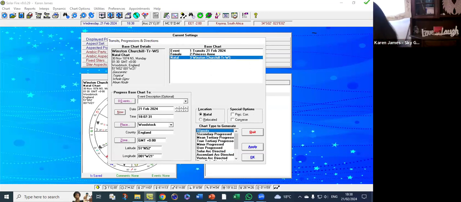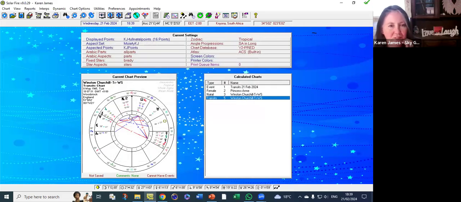And this one I did, let's just double check when I did it. I did it for the 8th of May, 1945. Oh, that is VE Day, Victory Day. Okay, so 8th of May, 1945. And I've just kept it Woodstock, which is where Churchill was born. And you just go, okay, and there you have the transits in Woodstock on the 8th of May, 1945.